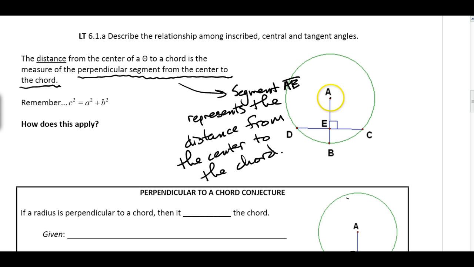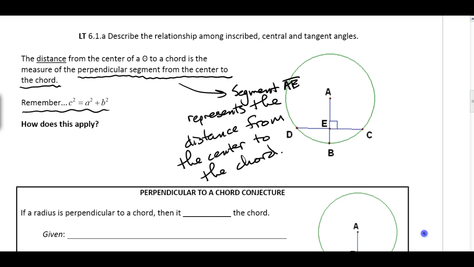Alright, so keep in mind that this smaller segment here, AE, is really the distance from the center to the chord, but I also have a radius, AB, that's associated with it. So keep that in mind. Anytime I have a distance to a chord, I also have a radius associated with this. Alright, and then again, we want to remember our Pythagorean theorem.